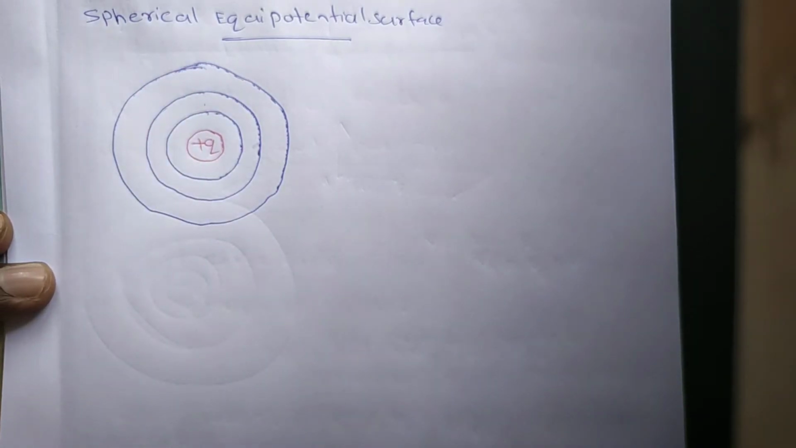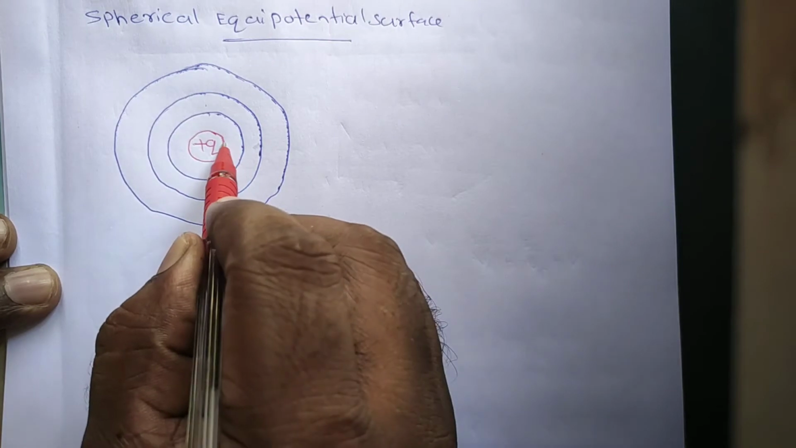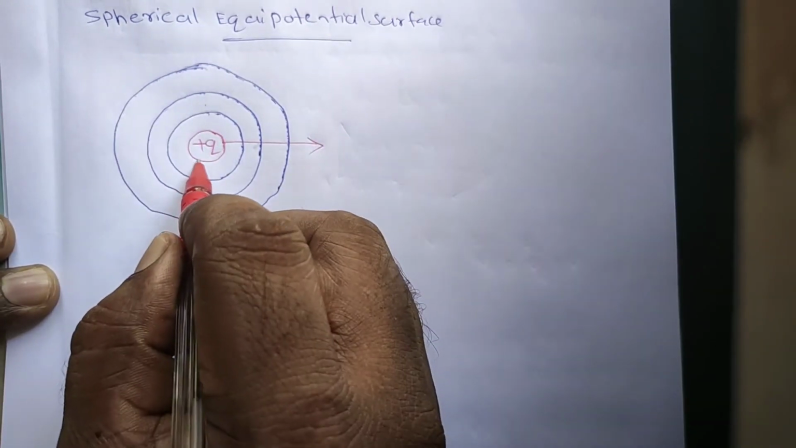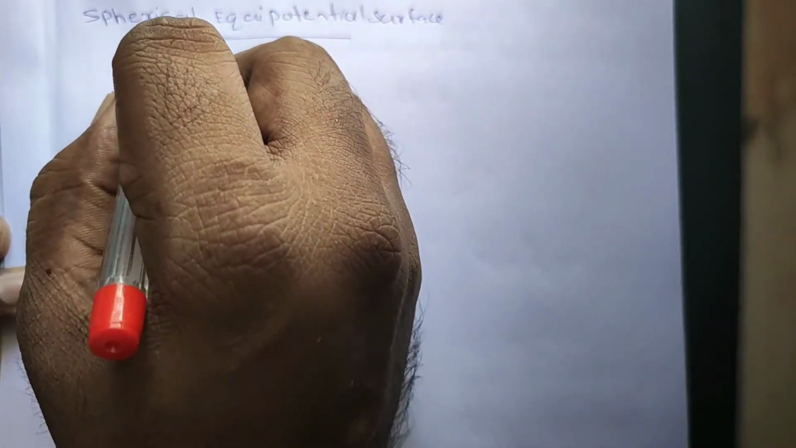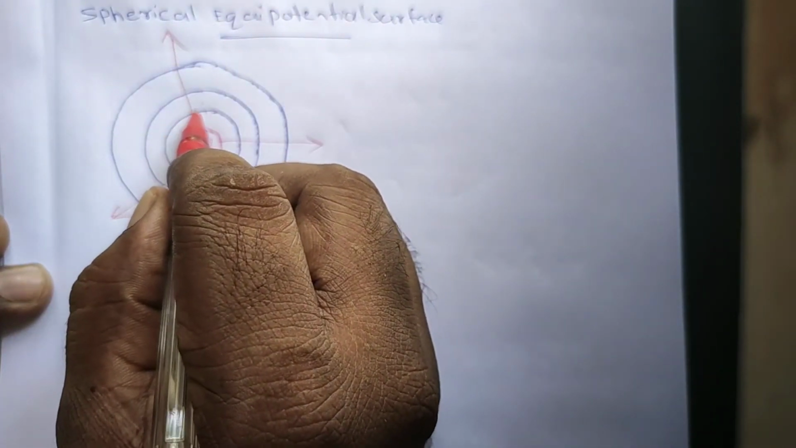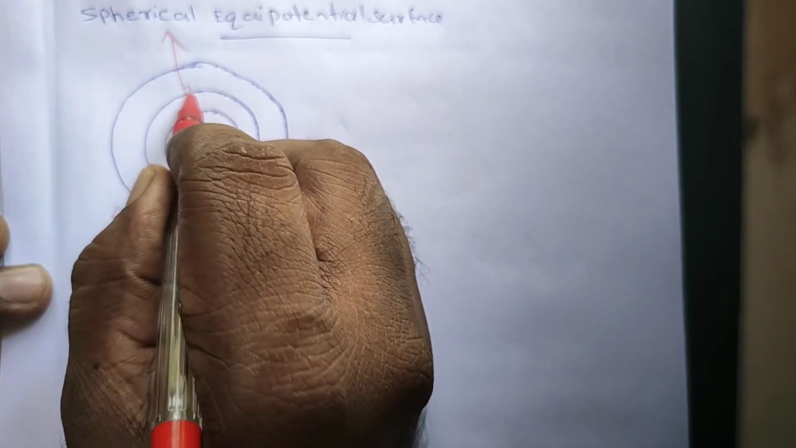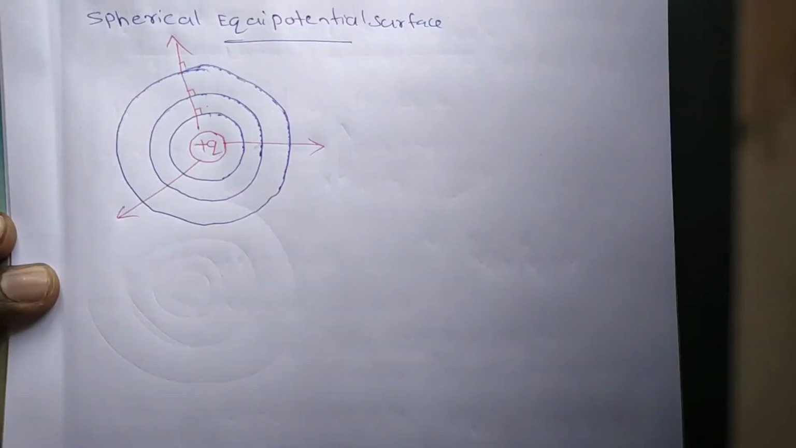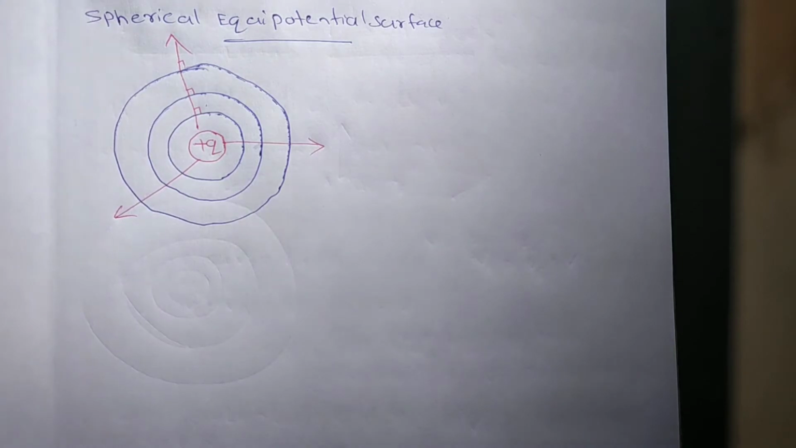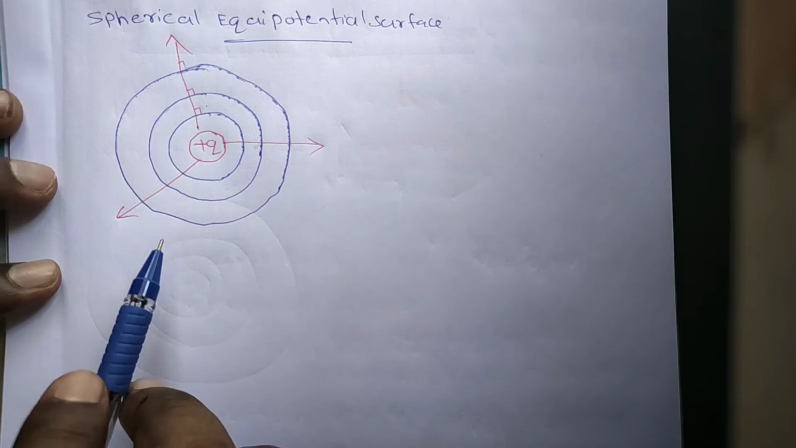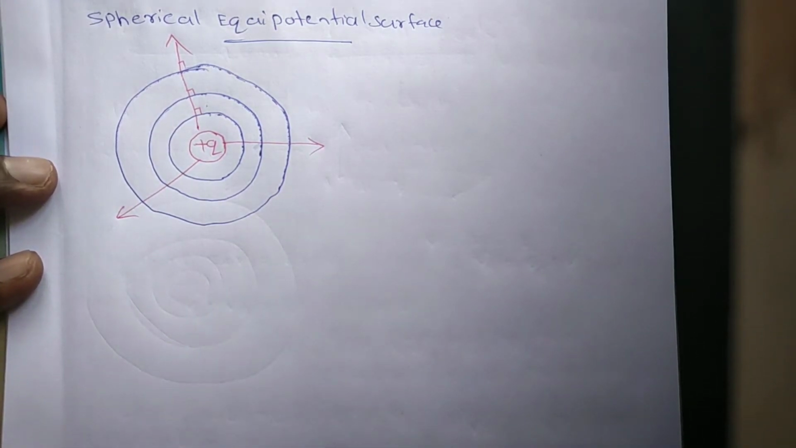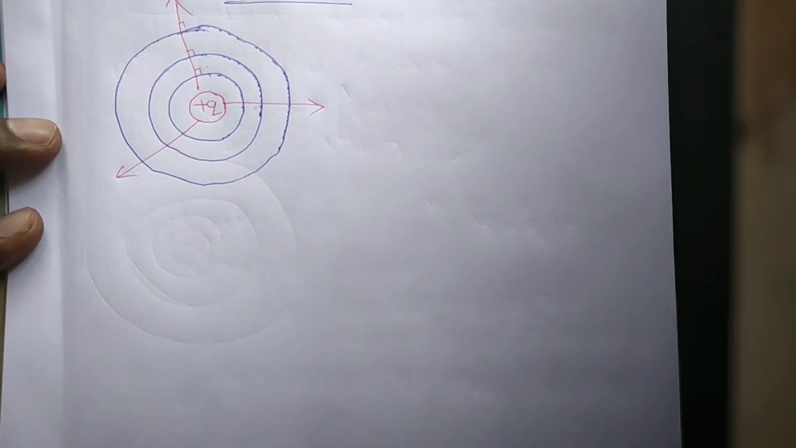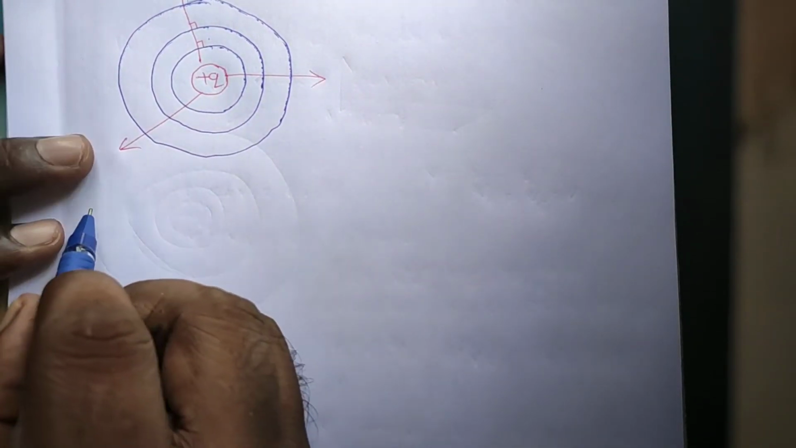So what is the electric field direction? The electric field is perpendicular, and here you can see that it is outward. The electric field due to a positive charge is radially outward, and the electric field is perpendicular to the surface. So here you can see that the angle between them is 90 degrees. Clear? This is the equipotential surface produced by a point charge. This is a concentric spherical equipotential surface. Next we are going to see the cylindrical equipotential surface.